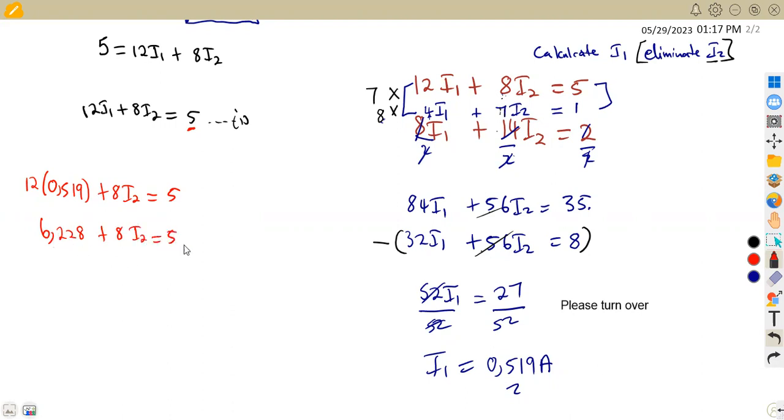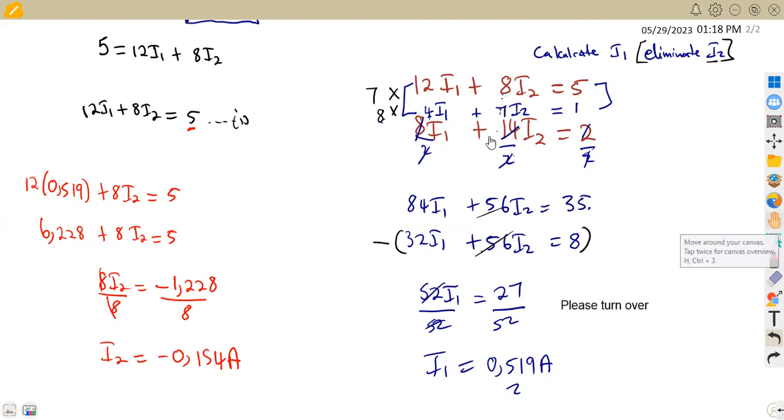So you transpose this to the other side, subtract, and that will be a negative on the other side of the equation. So it's 5 minus 6.228, which will be negative 1.228. We divide by 8 both sides, thus obtaining the value for current 2. This will be negative 0.1535 and so on, which is negative 0.154 to 3 decimal places. Do not worry about the negative. The negative is just for direction, and that must be considered in our final answer. So this is our current 2, and this is our current 1.